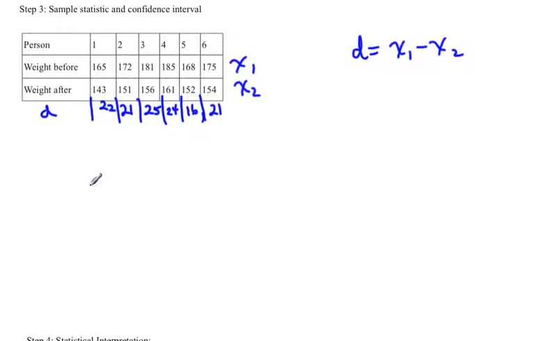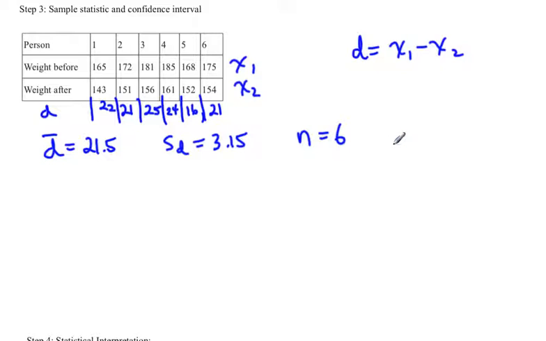You'll now use technology. It doesn't matter if it's a calculator, R, Excel, some other statistical package. Use a technology to find out what d bar is. D bar turns out to be 21.5. s sub d turns out to be 3.15. And our number of pairs is 6.